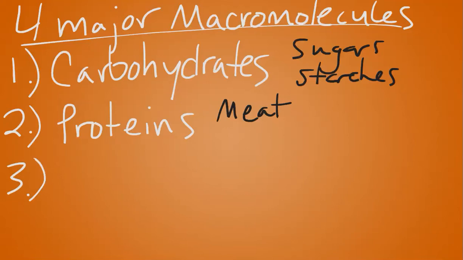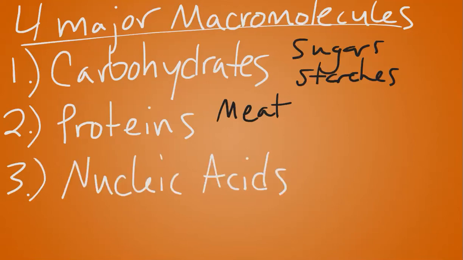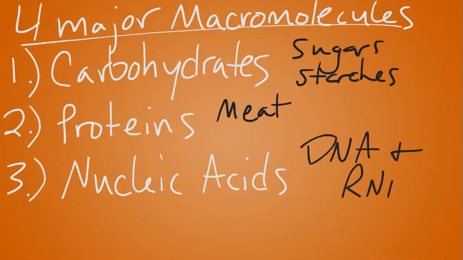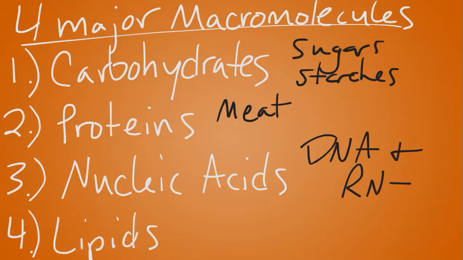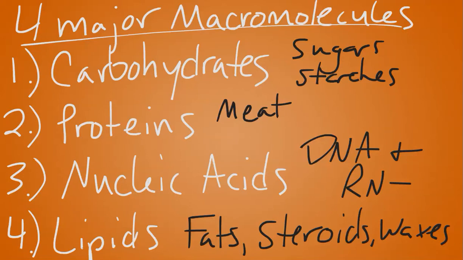Third type we could look at would be nucleic acids. And the best example of those would be DNA and RNA. And those are basically the compounds in our body that store and transmit the genetic information that makes us who we are and helps us to function the way we do. And the fourth and final type would be lipids. And the examples of that would be fats, steroids, waxes. And these are the 4 major types of macromolecules, and we'll go into each of those in a little more depth in some other videos.